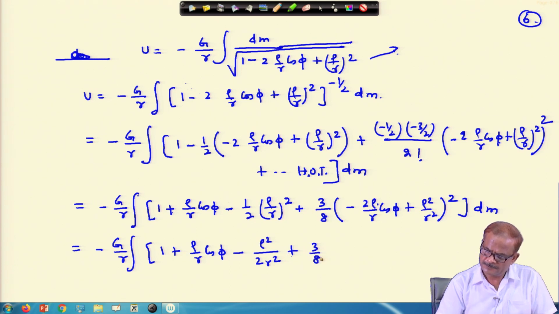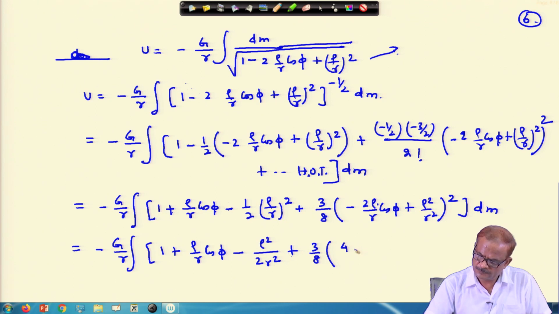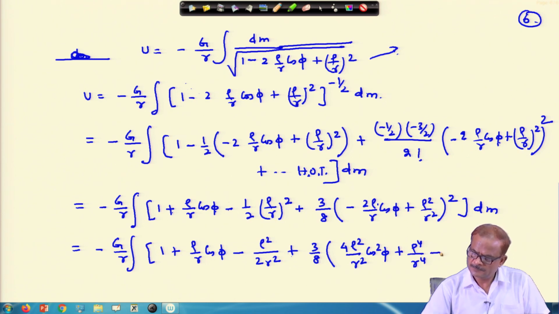Plus 3 by 8, and if we square it, this becomes 4 rho square divided by r square cos square phi, plus rho to the power 4 by r to the power 4, minus 2 into 2 into 4 rho, this becomes rho cube by r cube cos phi.